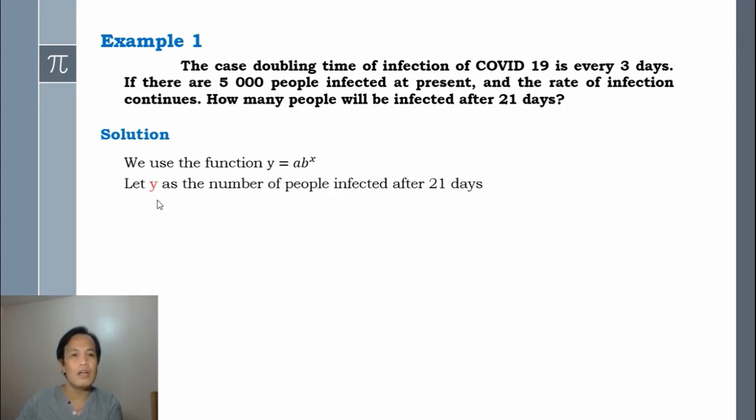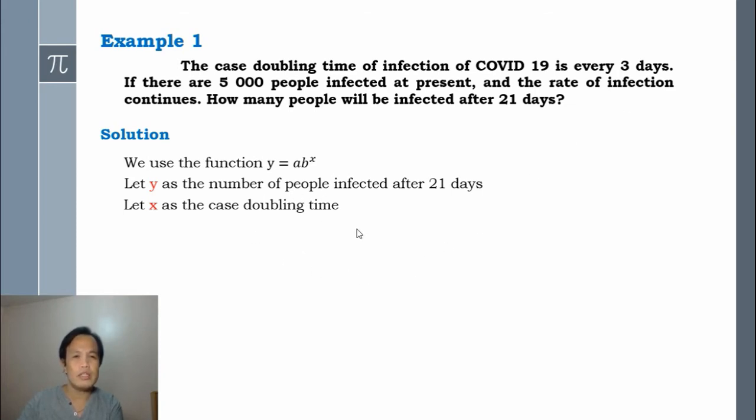In this case, we let y be the number of people infected after 21 days, because the problem asks how many people will be infected after 21 days. Then we let x be the case doubling time. How do we illustrate the case doubling time? We need to remember that the rate of infection doubles every 3 days.